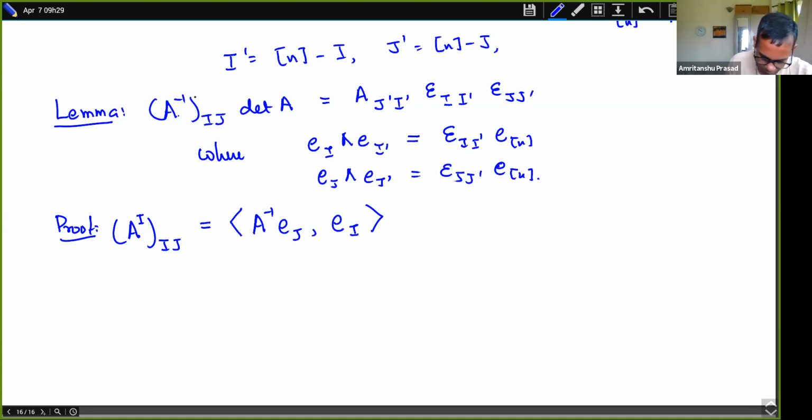Now the nice thing about exterior products is that for any tensor v in the kth exterior power of k^n, it's easy to find out this coefficient.